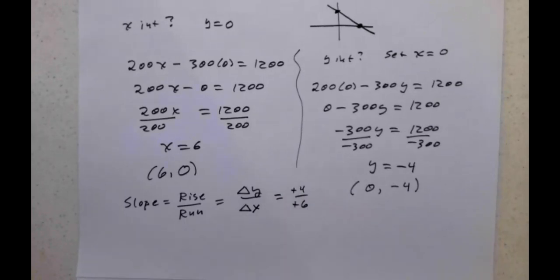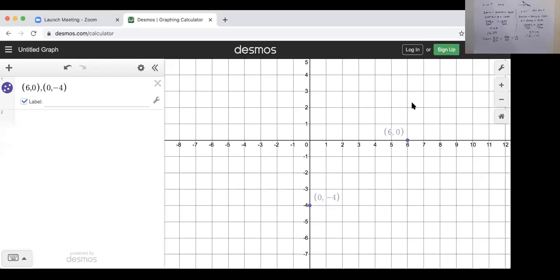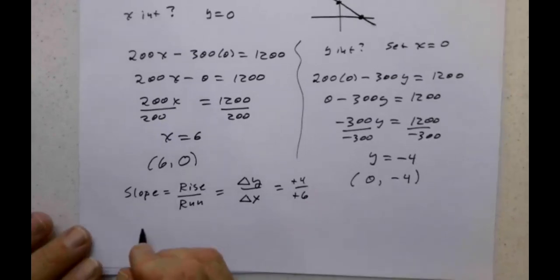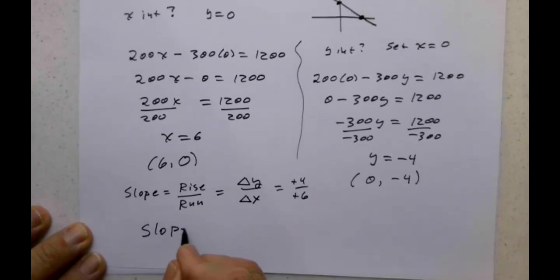And the sign of the slope, notice over time it's increasing, it's going up. That's a good week on the stock market, right? If it's rising, if it's increasing, the slope is positive. So we have 4 over 6, so our slope is 2/3. That reduces.